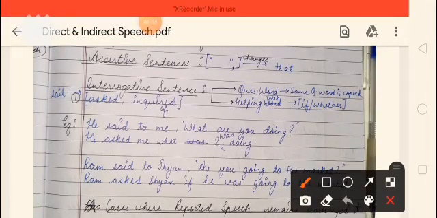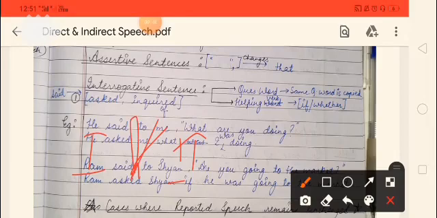In interrogative sentences we have two cases. The first case is when the sentence starts with a question word. Question words mean who, why, where, what, how. And the second case is where the sentence starts with a helping verb, like is, am, are, was, were. So in interrogative sentences we have two cases.